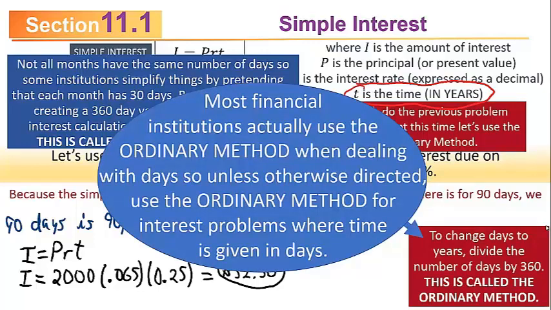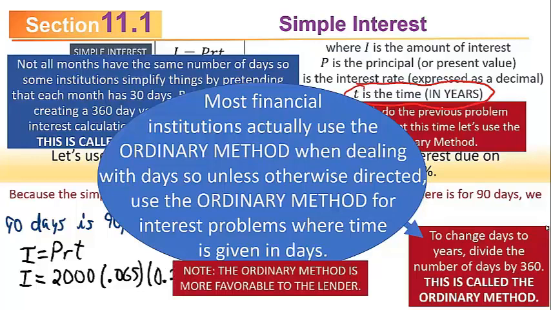It turns out that most financial institutions actually do use the ordinary method when dealing with days. So if you have a problem where you're doing days, unless it says differently, assume that you're going to be using the ordinary method and dividing by 360, unless it tells you to do otherwise. And as a side note, the ordinary method is actually more favorable to the lender.